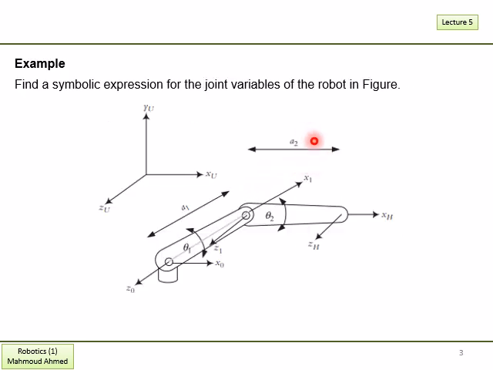For example, the forward kinematics of such a simple robotic system is known for the hand frame ZH-XH related to the base frame Z0-X0. For the given information of the forward kinematics, we need to find the values of the joint coordinates theta 1 and theta 2.